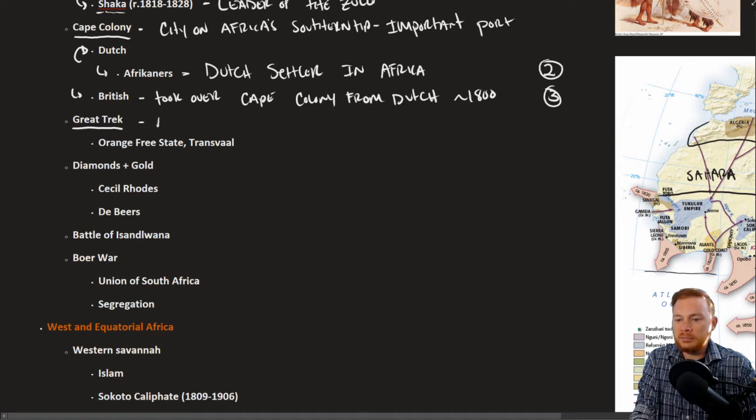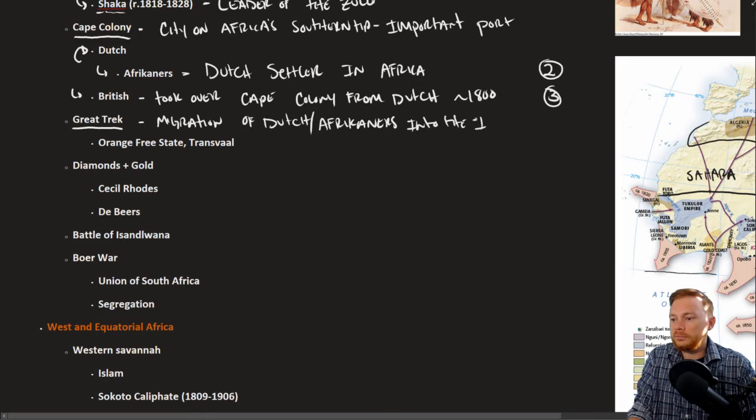The Great Trek is the migration of Dutch or Afrikaners, right? We'll call them Afrikaners, into the interior of Africa. They created new states, right? The Orange Free State, Transvaal, these are Afrikaner states, again, in South Africa.